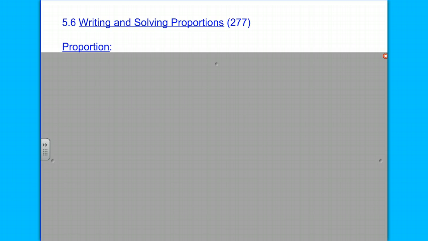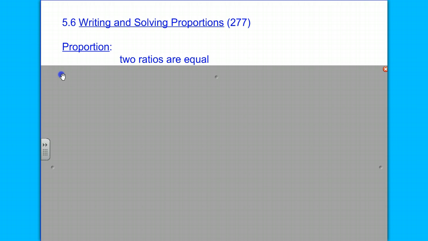What do you see in your mind, Teddy? Fractions. Fractions, how many? One? Is one fraction a proportion? Usually we see two, right? Two that are equal to each other. So two ratios, also known as fractions, that are equal.